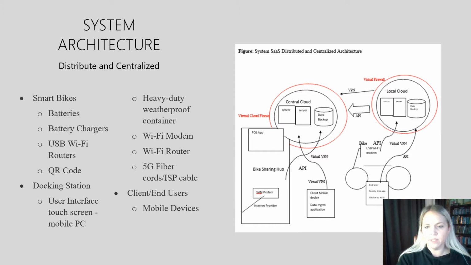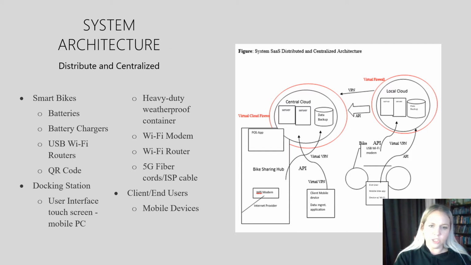On the bikes themselves, I chose to use a USB Wi-Fi, allowing Wi-Fi to be accessible on the bikes for users. That way they can access the application no matter what their service is and be able to use the features inside of there. The QR code on the bike is what allows the customer to access it through their registered account.